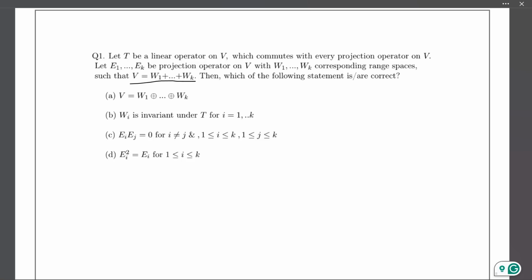So if you see these linear operators which commute with EI, each WI is T invariant. First note that the WIs are invariant under T because T commutes with each EI, and the WIs are the ranges of the EIs, so they are T invariant. WIs are actually subspaces of V. Don't forget that.